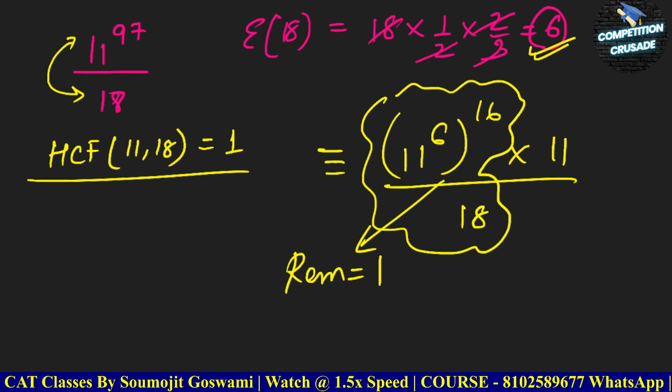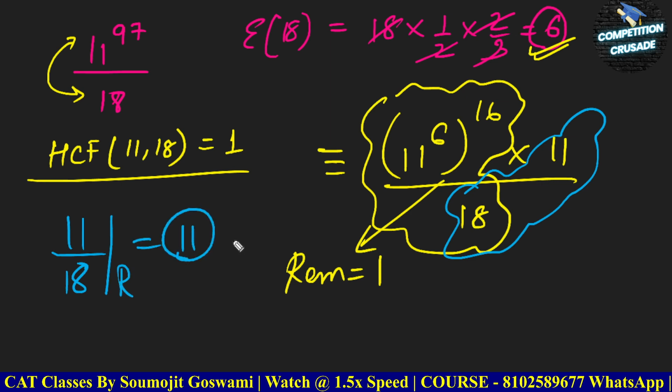Now you have to pay attention to just this part, and this part will give you a remainder of, quickly you have to tell me, 11 by 18, the remainder is 11. I hope that makes sense. So the entire question can be boiled down to these simpler bits. You can just do one thing at a time and you'll get the answer.